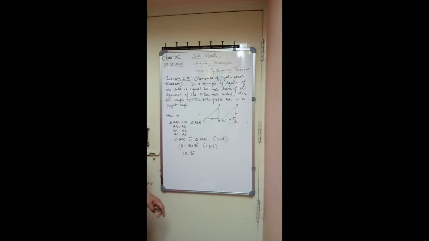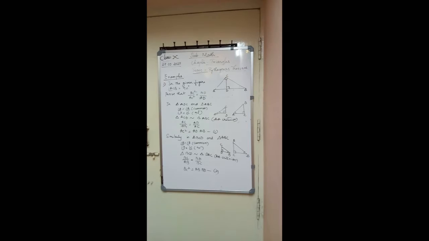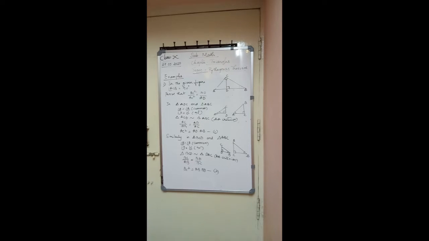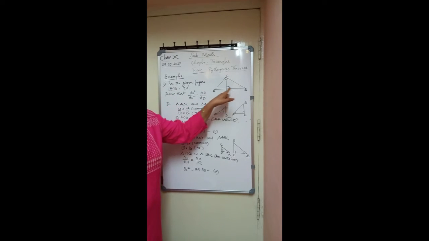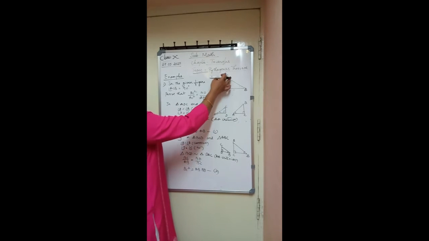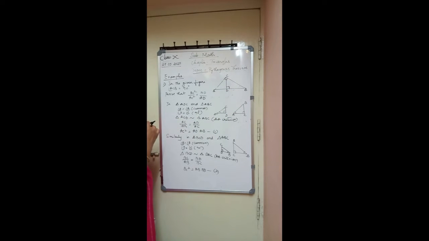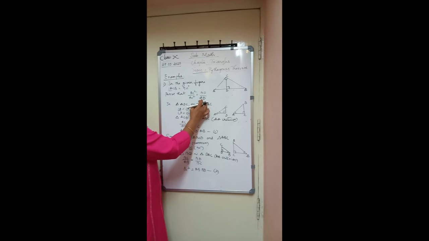Okay. For better understanding, now we will discuss some examples. In the given figure, angle ACB is 90 degree. You have to prove that BC square by AC square equals BD by AD. Now see here, BC square by AC square equals BD by AD.